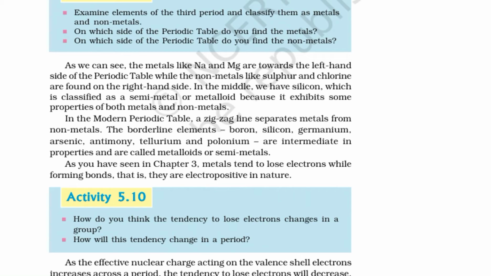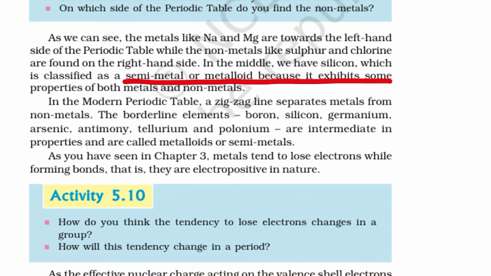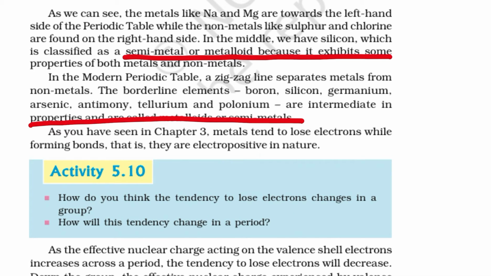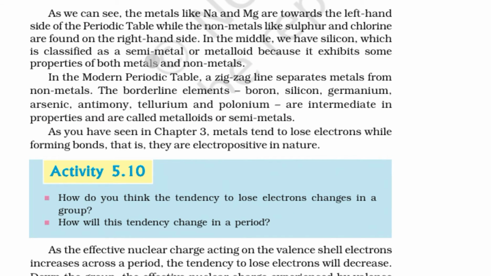In the middle, we have silicon, which is classified as a semi-metal or a metalloid because it exhibits some properties of both metals and non-metals. In the modern periodic table, the zigzag line separates metals from non-metals. The borderline elements boron, silicon, germanium, arsenic, antimony, beryllium and polonium have intermediate properties, and they are the metalloids or the semi-metals present in the periodic table, which you need to memorize.